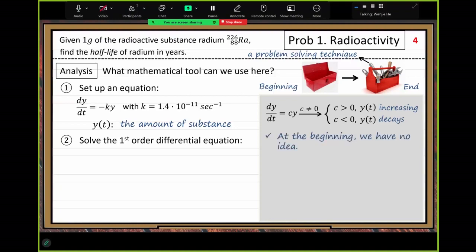At the beginning, we have no idea. Now, I try to describe the whole process of problem solving, because I want you to learn the thinking, not just to memorize the formulas. You need to learn how to solve the problems by yourselves, based on your thinking. All right. So at the beginning, we have no idea.